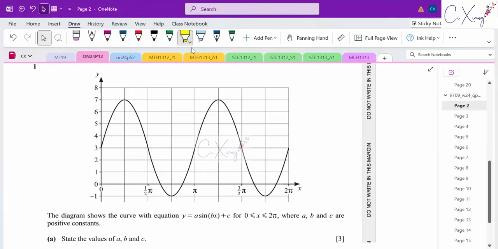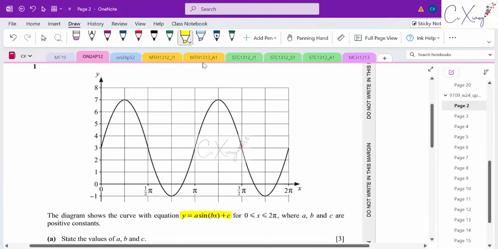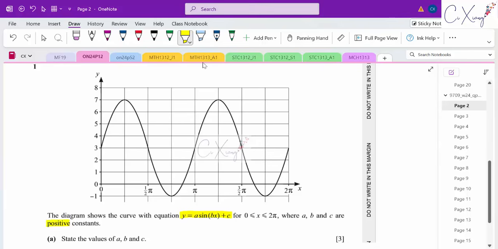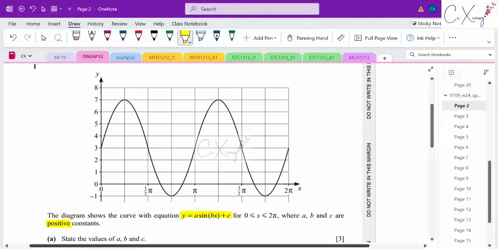Then the general equation given here is y equals a sine bx plus c for 0 until 2 pi, where a, b, c are positive constants. So please highlight the keyword positive for all the constants a, b, and c. They want us to state the values of a, b, and c.